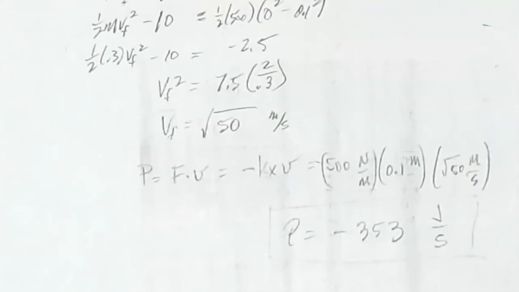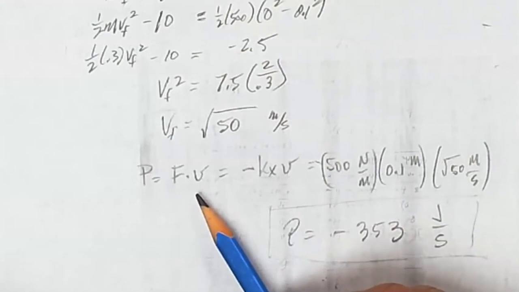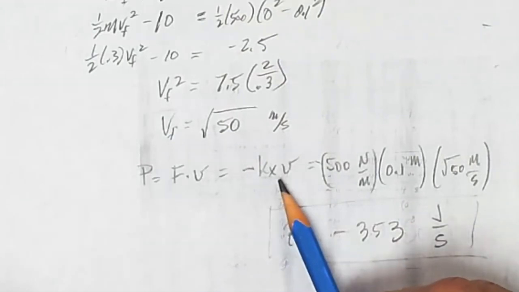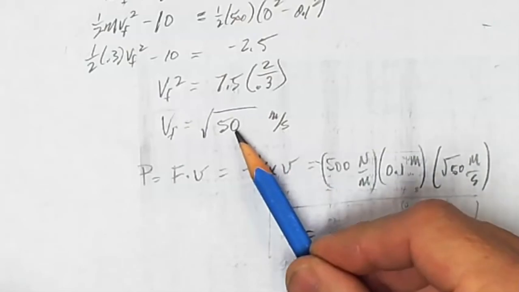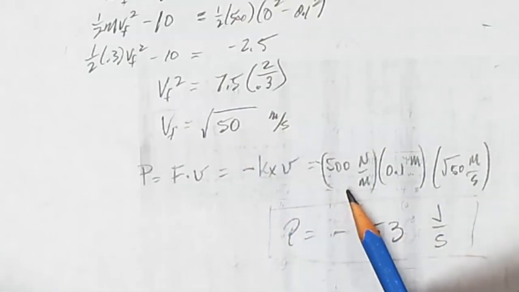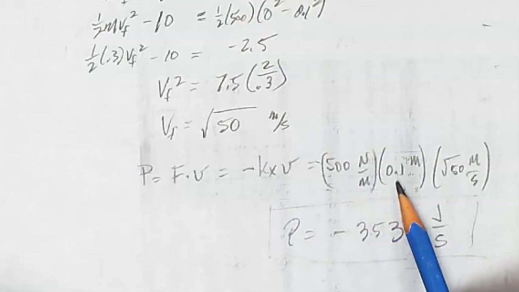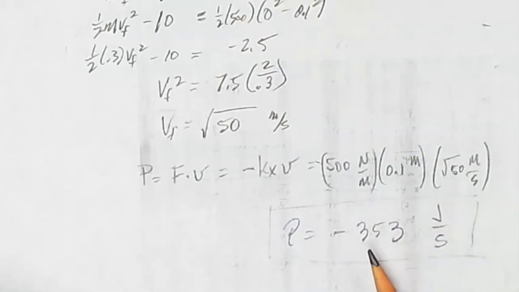So my instantaneous power then is the force times the velocity. The force of the spring using Hooke's law is kx, and the velocity I just found, square root of 50. So k times x times velocity gives me my answer of negative 353 joules per second. Another name for that unit is watts. That's my unit of power.